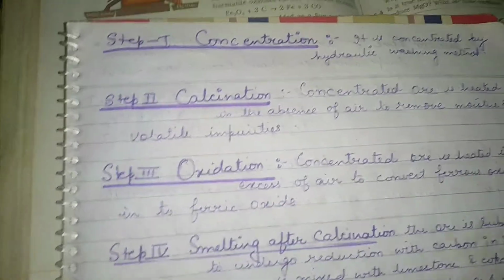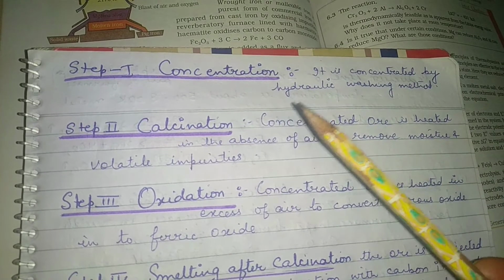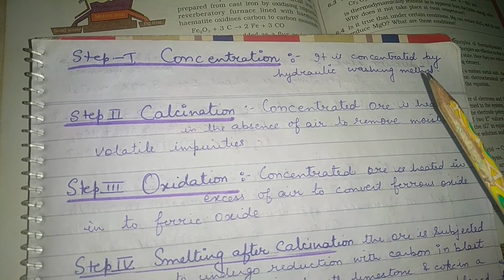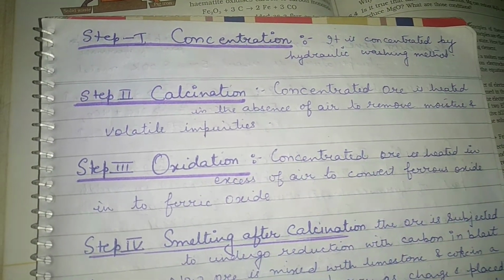So let me now discuss step by step how this process goes on. I have made notes for it. The first step will be the concentration. It is concentrated by the hydraulic washing method. The second step would be the calcination.